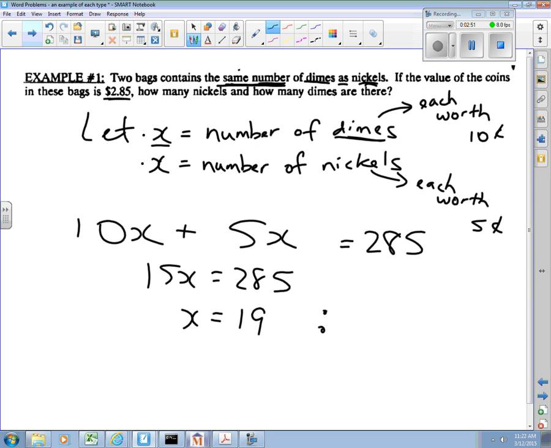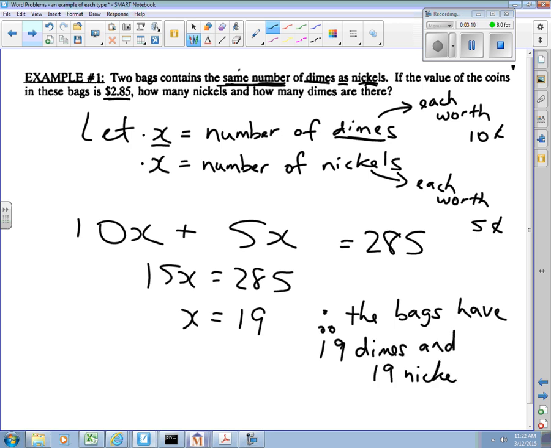So my conclusion statement would be something like, therefore, the bags have 19 dimes and 19 nickels. And a quick check to see if that works. 20 dimes is $2, so 19 is $1.90, and 19 nickels is 1 short of $1. Add those two numbers together and you get $2.85. So that's how you do a simple one.